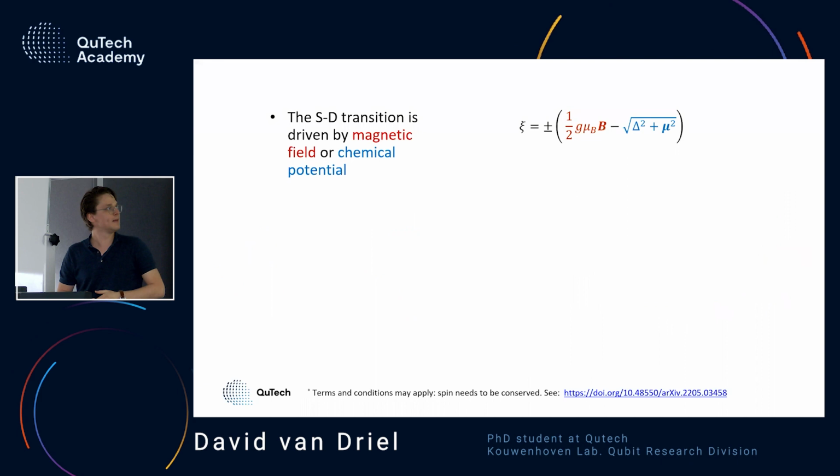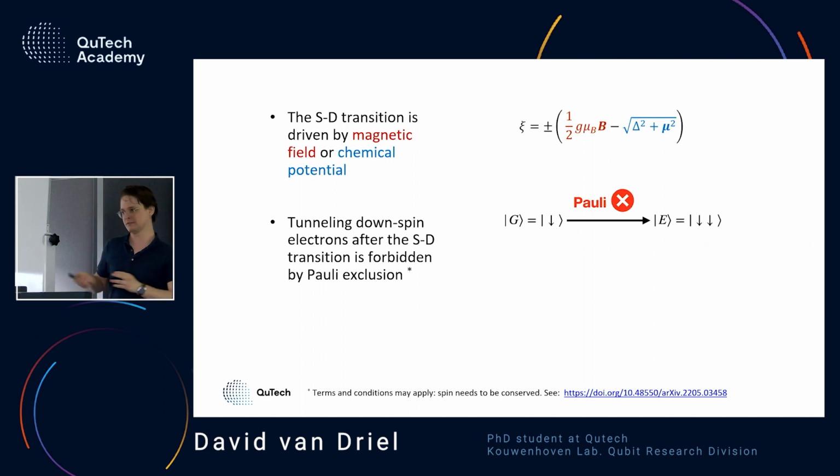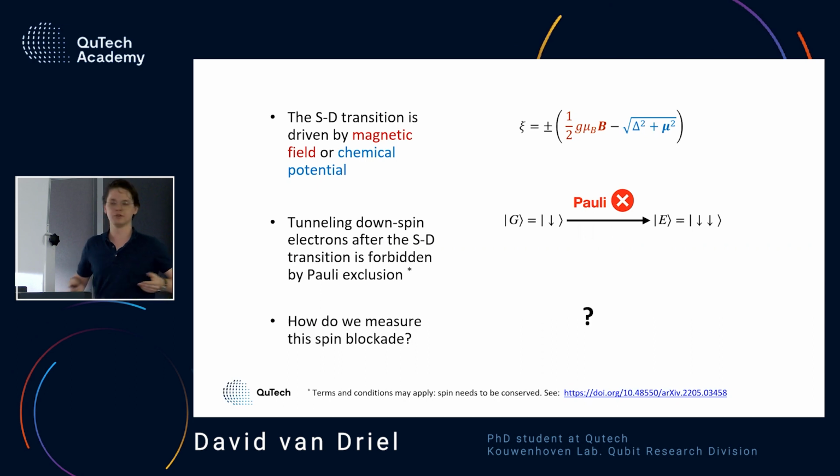Okay. So the singlet-doublet transition can be driven either by magnetic field or by chemical potential. And after this, if you have a spin-down ground state and it's a single orbital, the Pauli exclusion principle prevents you from tunneling more down spins. So you expect a spin blockade, or you do not, because there might be spin-orbit, which we have a lot in our system. So the question is a bit, do we actually see good spin polarization of the Andreev bound state doublet state? And how do we even measure this spin blockade after all?